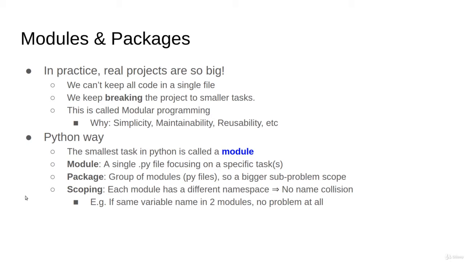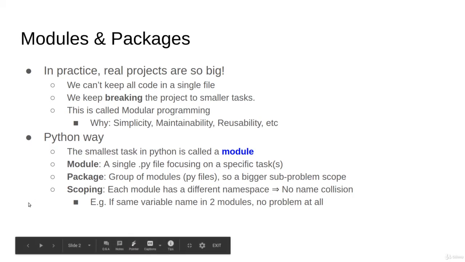There is an interesting thing here in Python, the scoping. Each module has a different namespace. This means that if we have two modules that share the same variable name or function name, there is no collision. This is a very good thing about Python, and we will understand this point more as we go through this section.